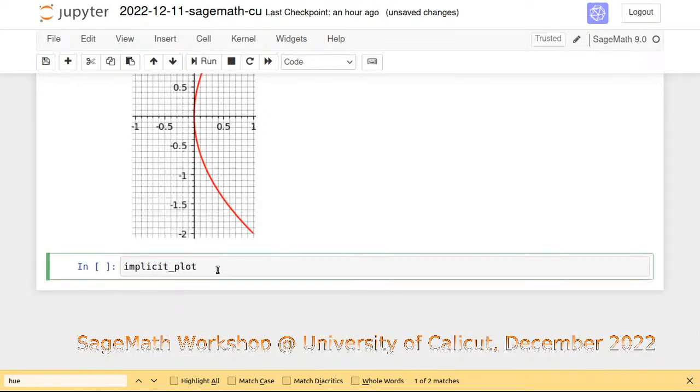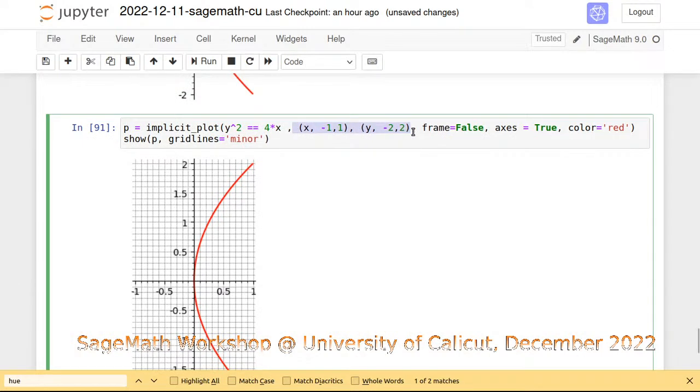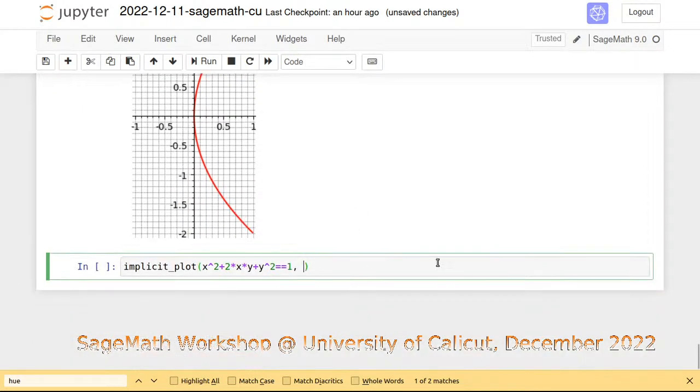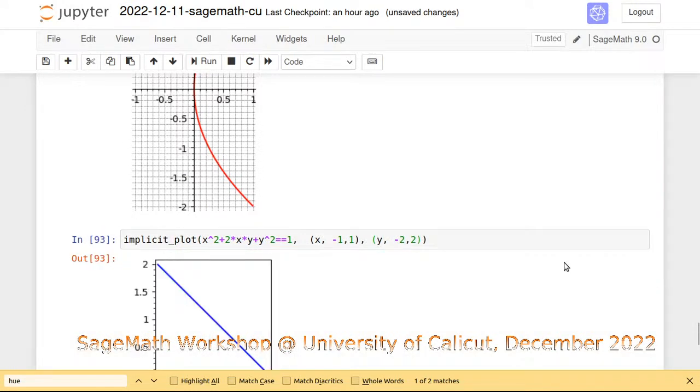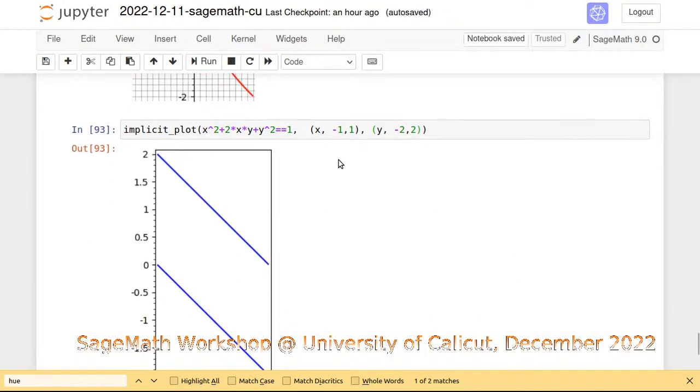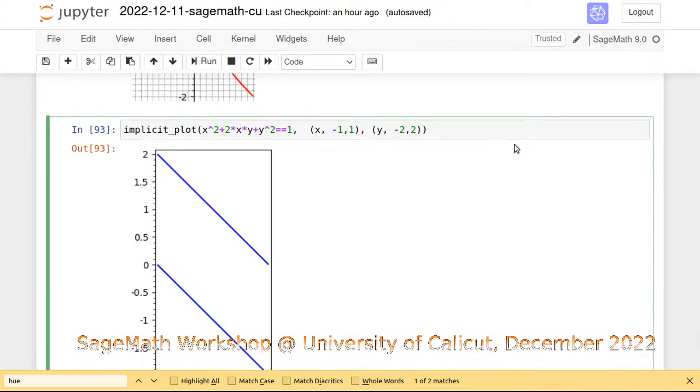Okay, implicit plot. This is the function that I was talking about: x square plus 2 star x star y plus y square equal to, say, 1, within x and y ranges, the same range. Maybe I should change the x, y ranges to something else.